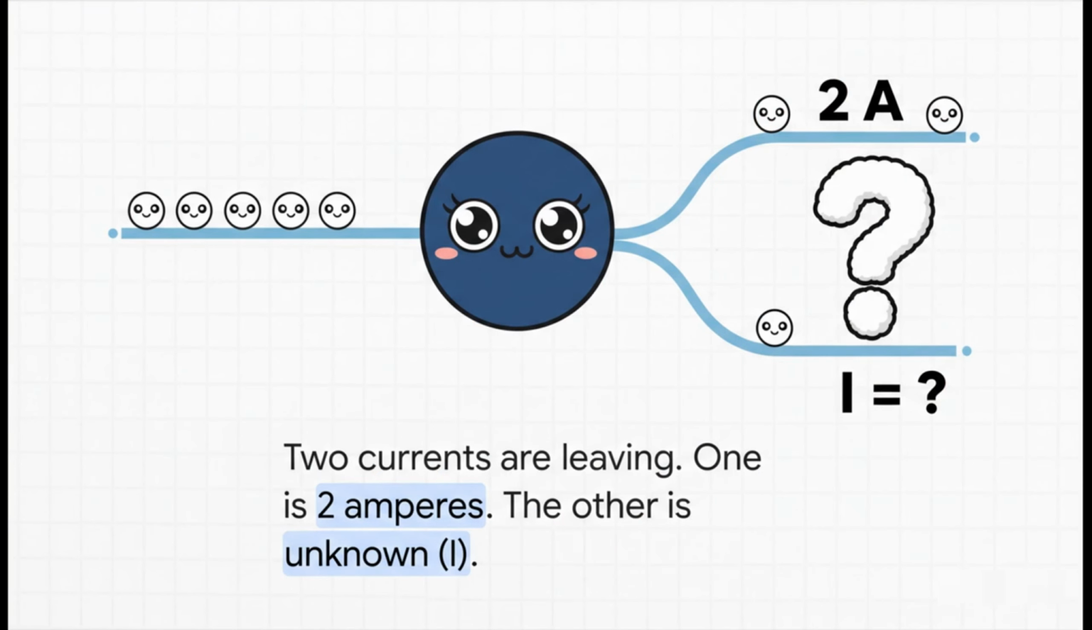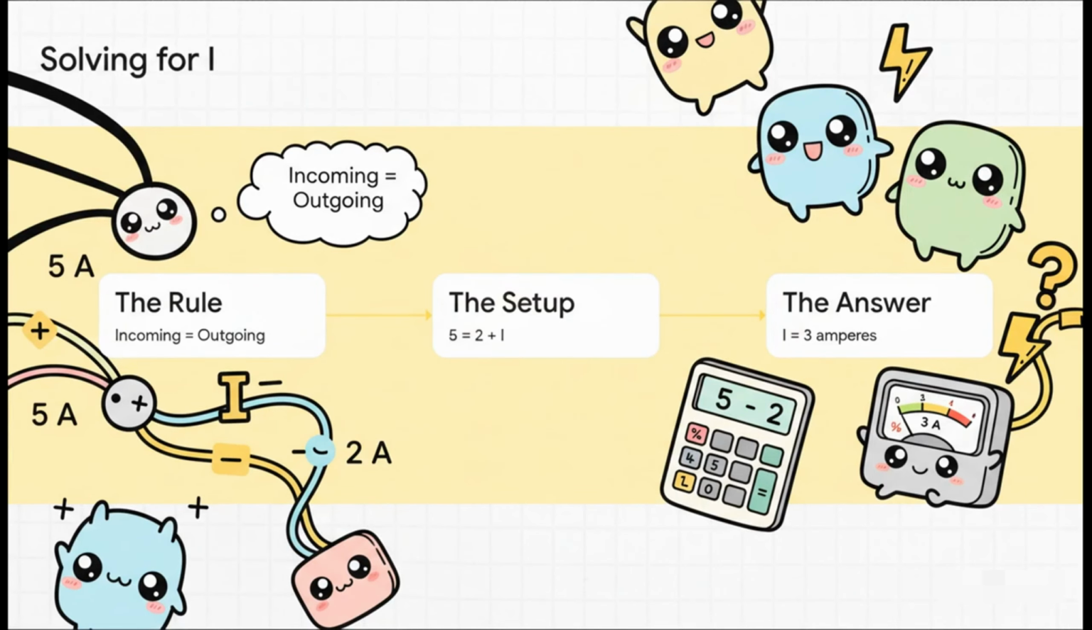Now, coming out of that node, the current splits and goes down two different paths. We measure one of those paths and we see 2 amps flowing out. But what about the other one? We don't know what it is yet. Let's just call it I for now. Our job? Find I.